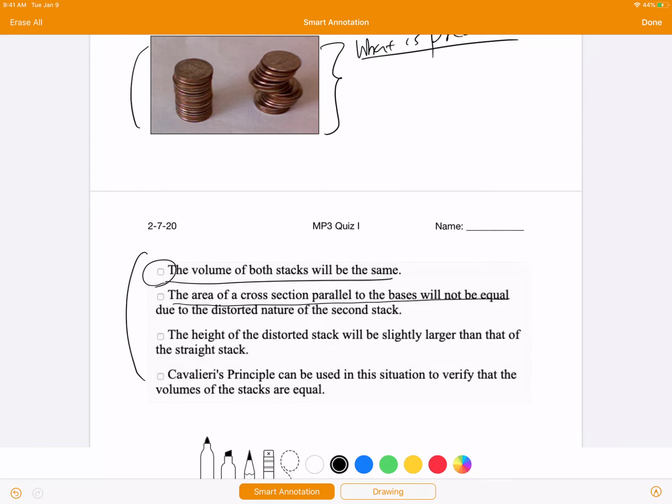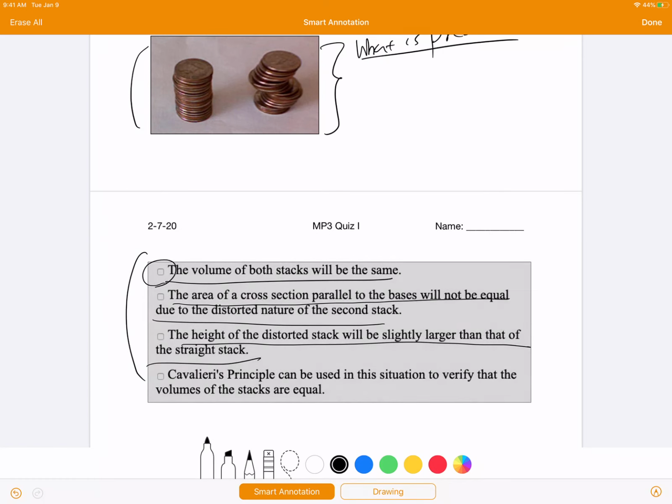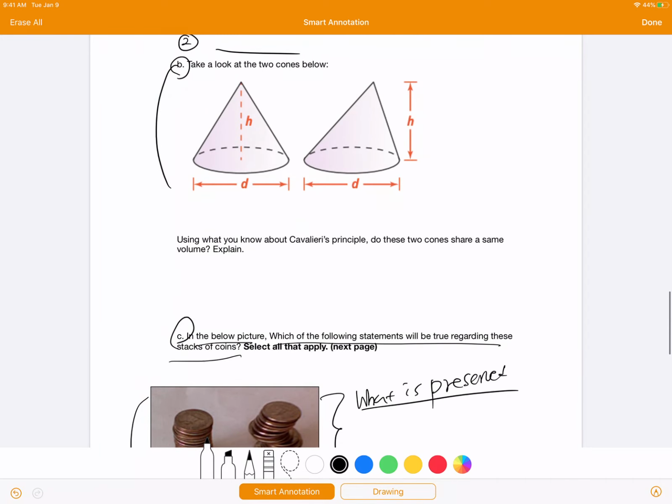The area of the cross-sections that are parallel to the bases will not be equal due to the distorted nature of the second stack. Is that true or false? The height of the distorted stack will be slightly larger than that of the straight stack. Cavalieri's principle can be used in this situation to verify that the volumes of the stacks are equal. I believe the two answer choices should be very, very obvious.